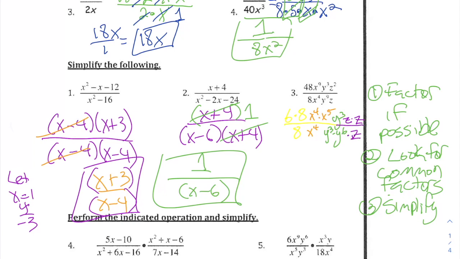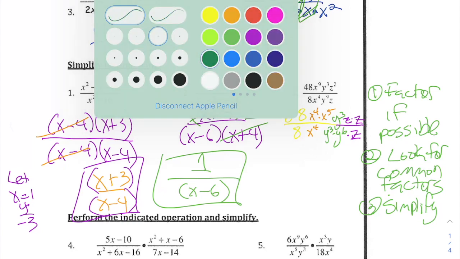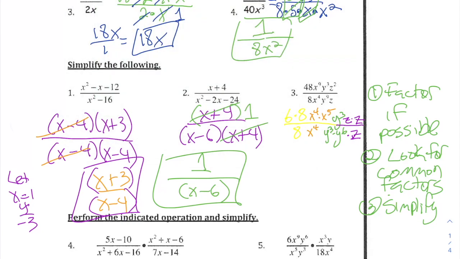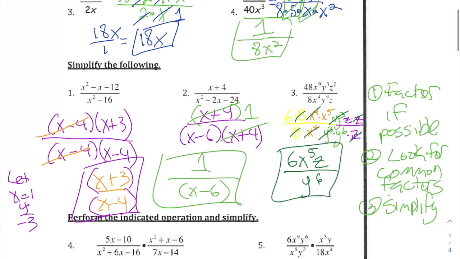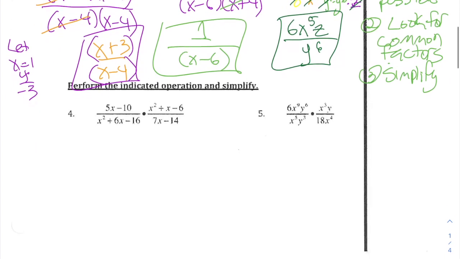And then z squared, and z, well, that's z squared is just z times z, and z is just z. So now, I'm color coding it so you guys could clearly see the factors here. So 8 with 8, that's 8 divided by 8 is 1. X to the fourth divided by x to the fourth is 1. Y to the third divided by y to the third is 1. And z divided by z is 1. And now let's look at what's remaining. We have a 6 times x to the fifth z in the numerator all over y to the sixth in the denominator.